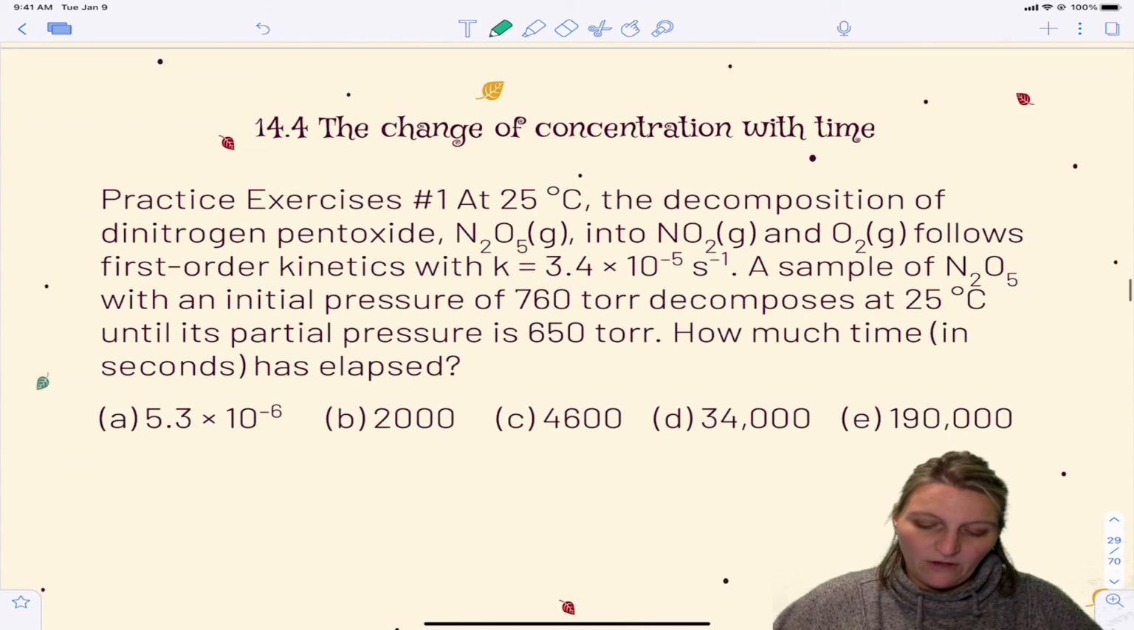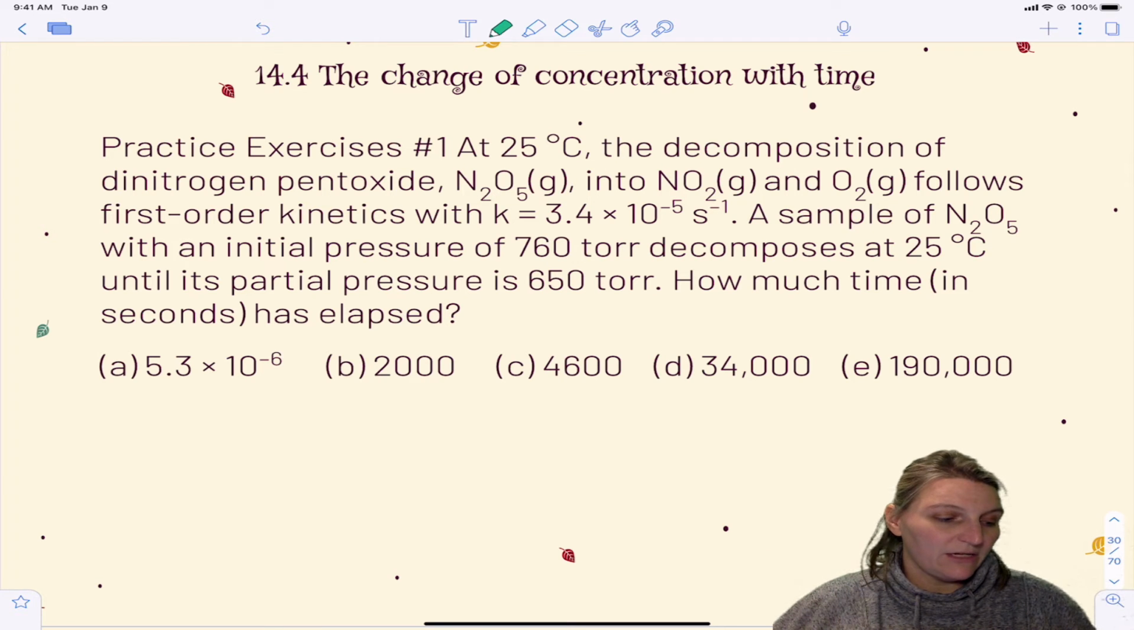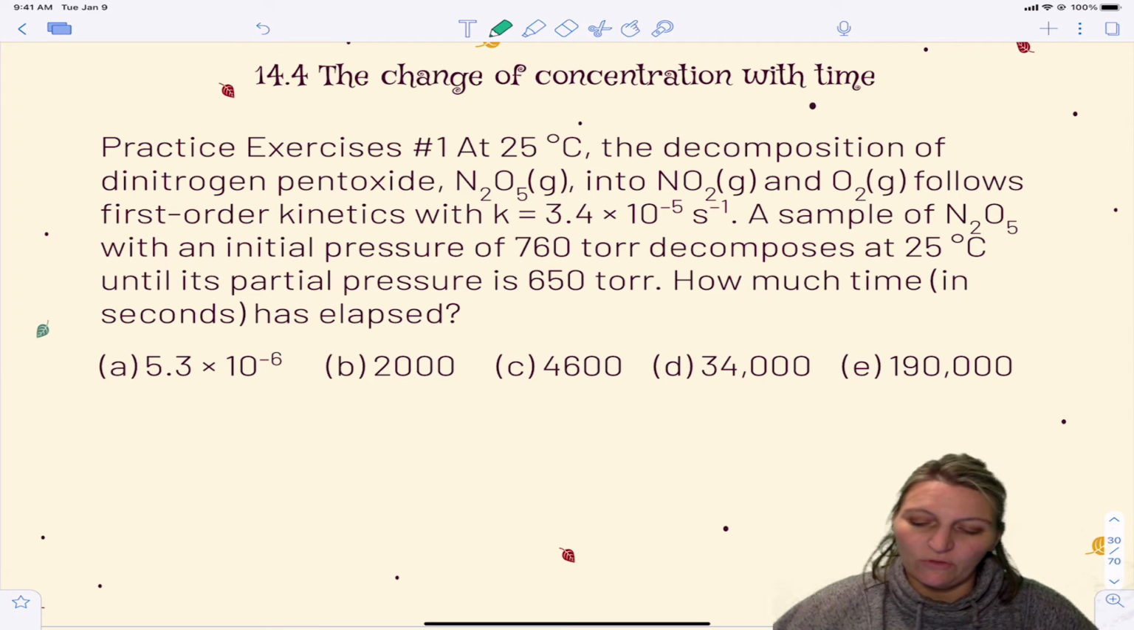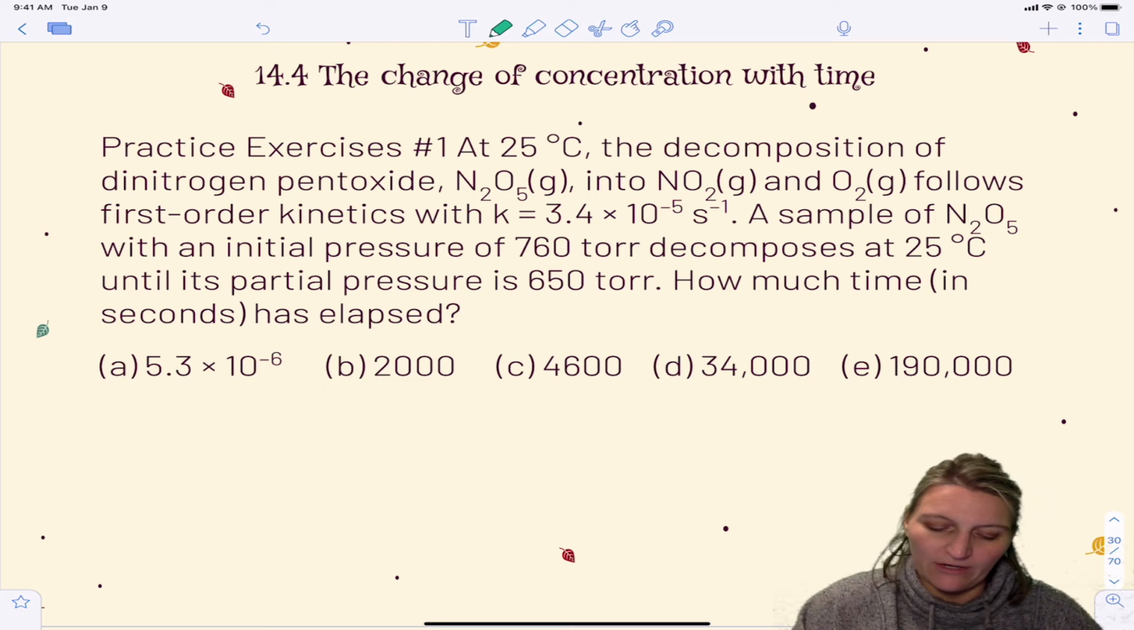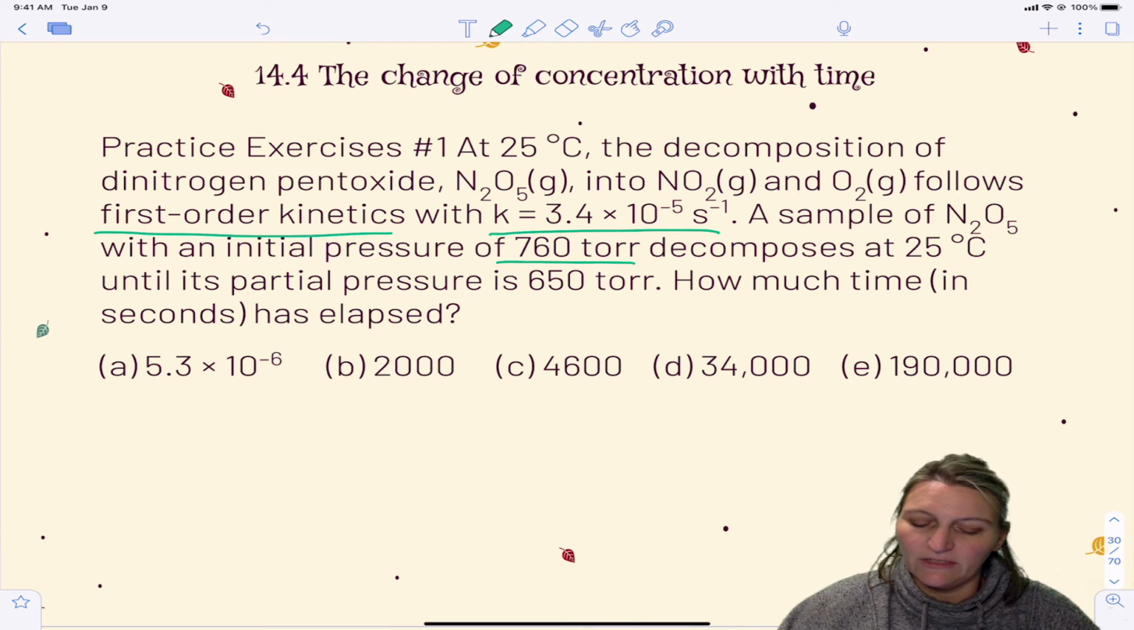Okay, we have 2 more practice exercises here, and this may be a good idea if you want to pause, try these problems on your own, and then check your work. At 25 degrees Celsius, the decomposition of dinitrogen pentoxide to N2O and O2 follows first order kinetics. So that tells you what formulas to use. Gives us the K. Assume the sample with initial pressure of 760 torr.